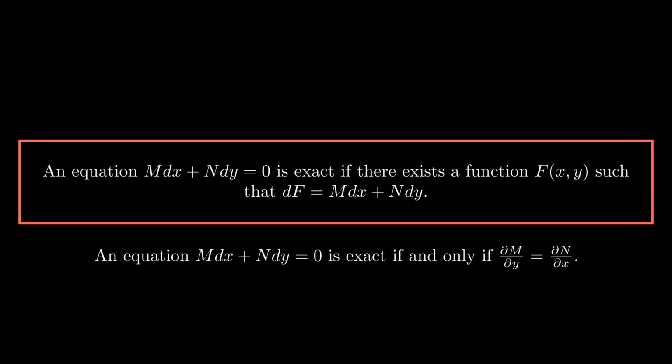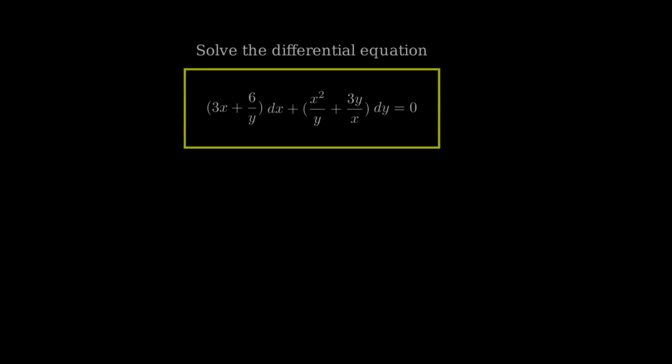Okay, so let's just go back to the original problem here. So to solve this equation, let's label the M and the N in this equation. So this here will be M, and this here will be N.